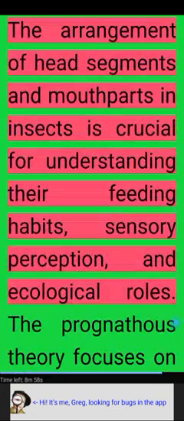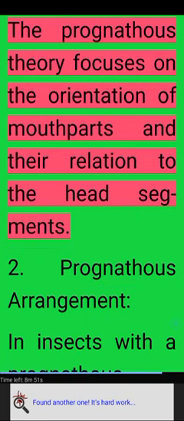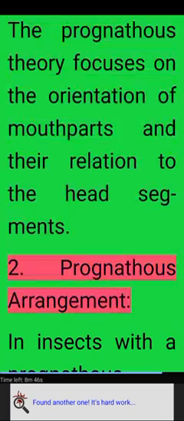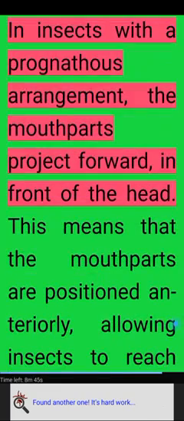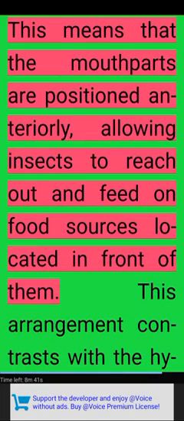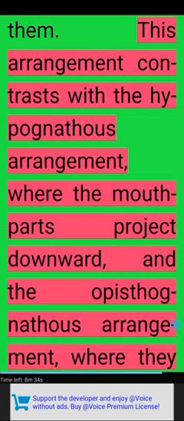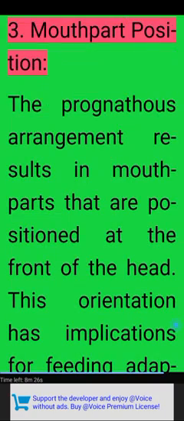1. Background. The arrangement of head segments and mouthparts in insects is crucial for understanding their feeding habits, sensory perception, and ecological roles. The prognathous theory focuses on the orientation of mouthparts and their relation to the head segments. 2. Prognathous arrangement. In insects with a prognathous arrangement, the mouthparts project forward, in front of the head. This means that the mouthparts are positioned anteriorly, allowing insects to reach out and feed on food sources located in front of them. This arrangement contrasts with the hypognathous arrangement, where the mouthparts project downward, and the opistognathous arrangement, where they are directed backward. 3. Mouthpart position.